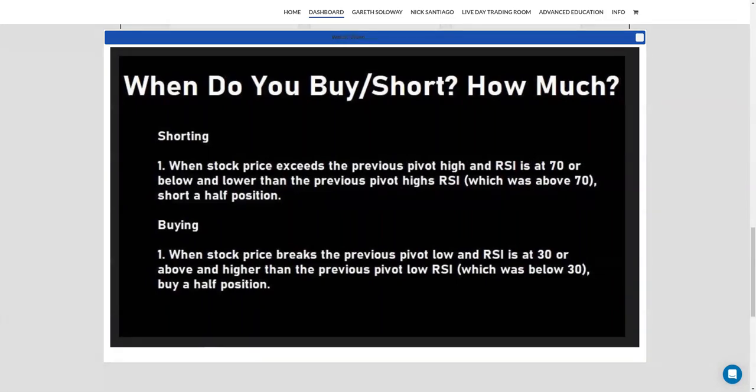All right, let's look at buying. When the stock price breaks the previous pivot low and RSI is at 30 or above, and higher than the previous pivot low RSI, which was below 30, same thing, buy a half position. So in the first case, we're looking to short. We short a half position in that scenario. In this case, we end up buying a half position, okay?